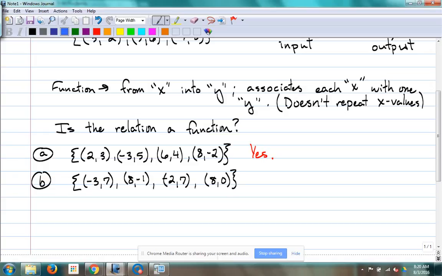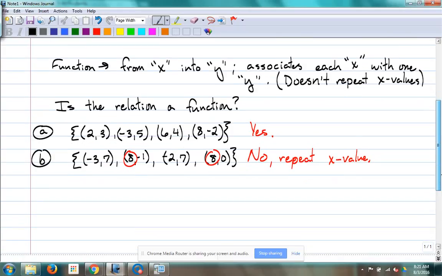Is that a function? Why not? That x repeats. We got an x value, that 8 repeating. That's the reason it's not a function. I'm just going to write out to the side, repeated x value, just so we know that's why. Now, it repeated the 7 as well, but does that make a difference? No. For just being a function, repeating y values is okay. Just can't repeat x values.